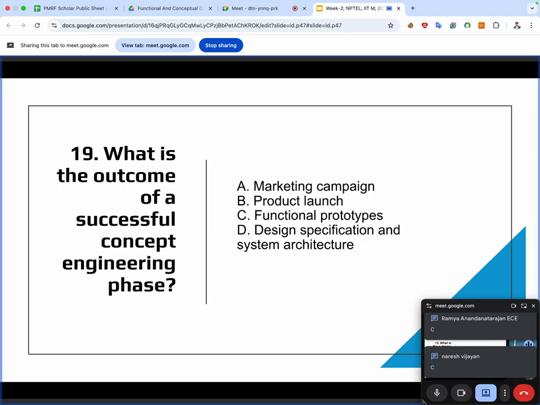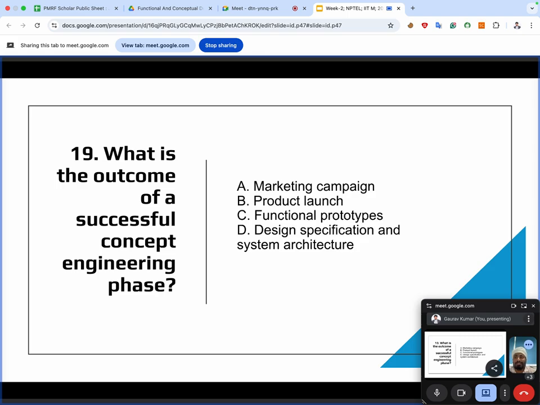Okay. The correct answer is option D, design specifications and system architecture. Yes, correct, Naresh, you are right. The end goal of concept engineering is to produce a design blueprint, and it includes the functionality, system layout, and key specifications. It does not build the product yet, but it sets the foundation for engineering and manufacturing. So these are the right answers.